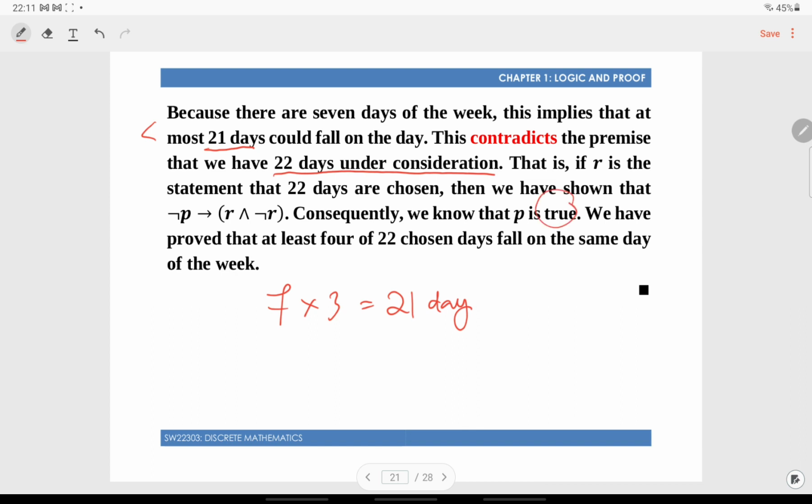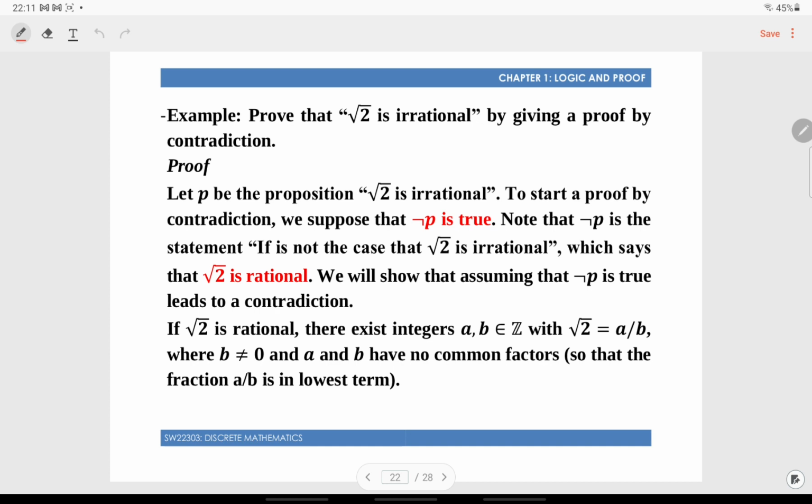So from this proof, we have proved that at least 4 of 22 chosen days fall on the same day of the week. All right, so now we have another example. Prove that the statement square root of 2 is irrational by giving a proof by contradiction. Again, you can choose another method of proof other than contradiction in order to answer this question.